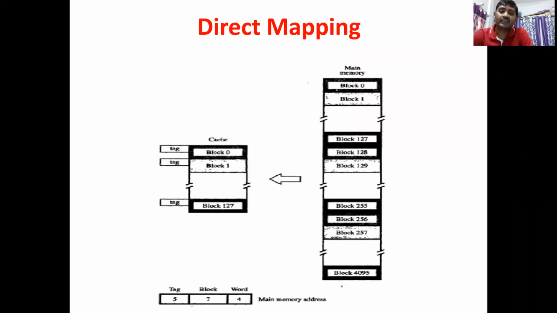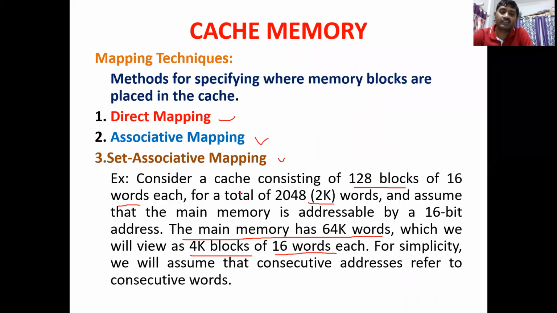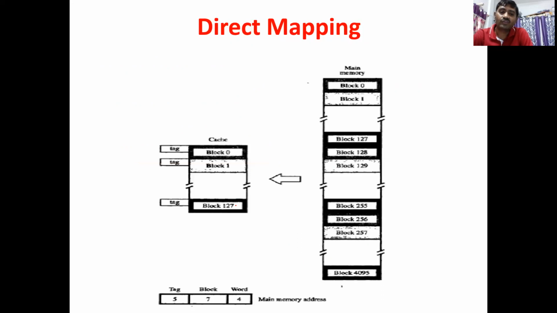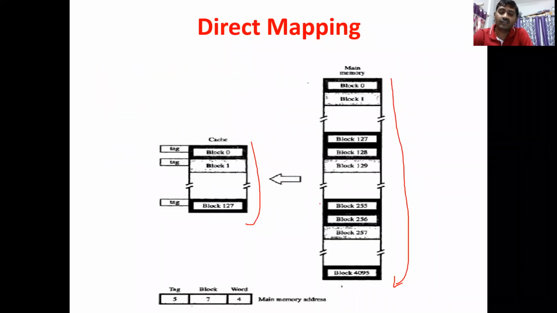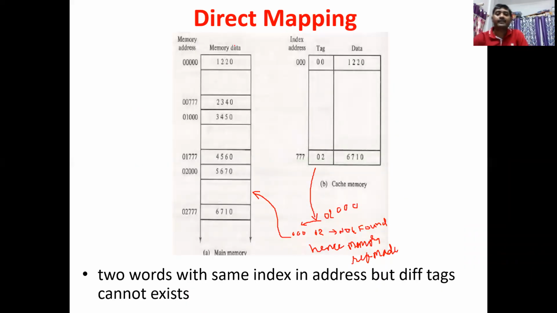So see here, the direct mapping method will look in this way. It has a tag and the main memory here. So the cache memory description is that it has 128 blocks, 0 to 127. This is your cache memory, and this is your main memory, blocks 0 to 4096, right? Because 64K divided by 4K each. Okay.